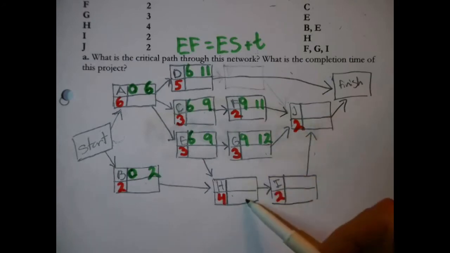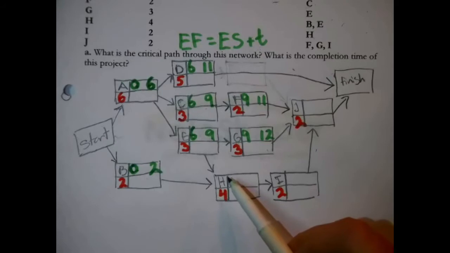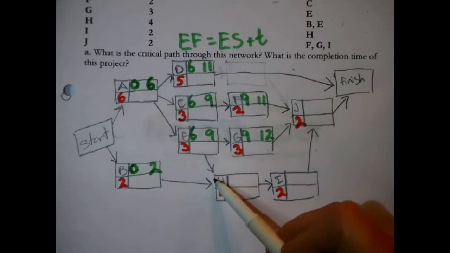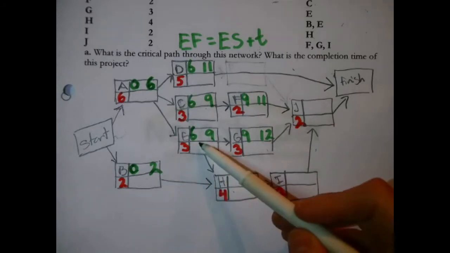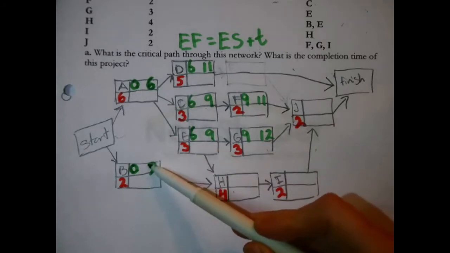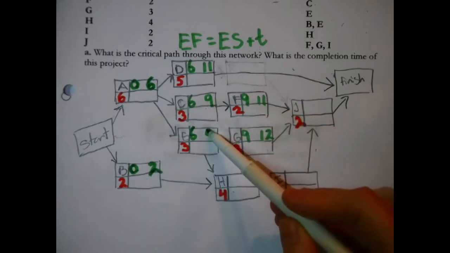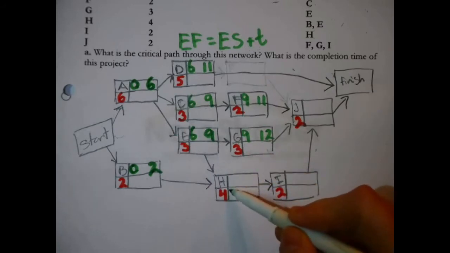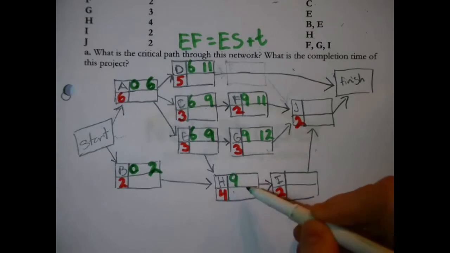Let's look at H. Okay, H is only a little more complicated. H has 2 immediate predecessors. I see 2 arrows pointing at it. H cannot start until B and E both finish. What we now know is that B will finish at the earliest 2 days from now, and E will finish at the earliest 9 days from now. So what is the very earliest we could possibly start on H? That would be 9 days from now.